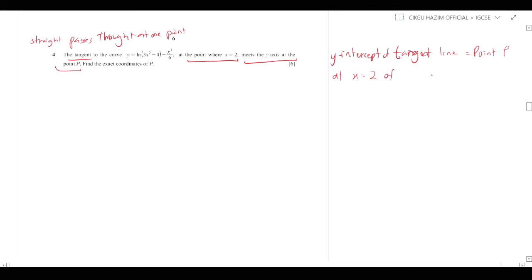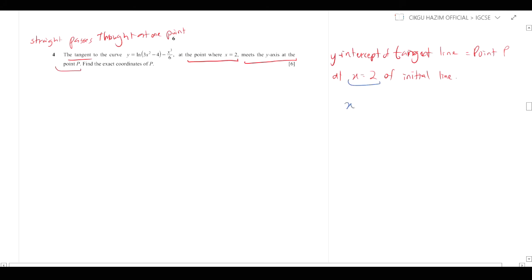Of the initial line here, of the initial line. It's going to be very confusing. So what I always do here is that you need to find where is the point x equal to 2 here. You know the point x equal to 2, but you don't know where the y point is.